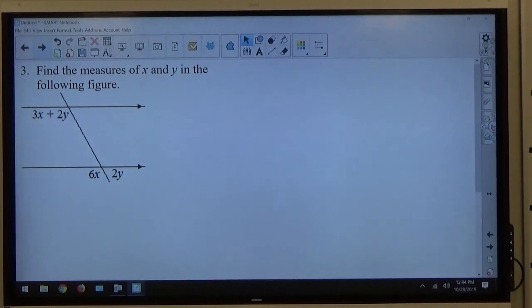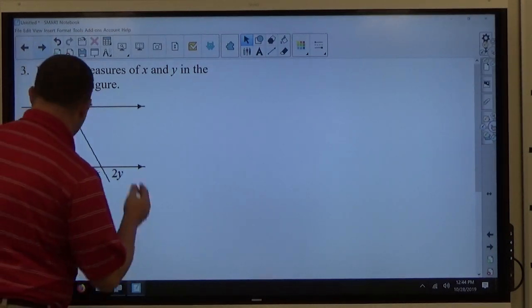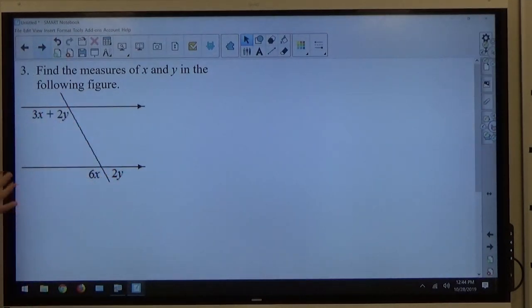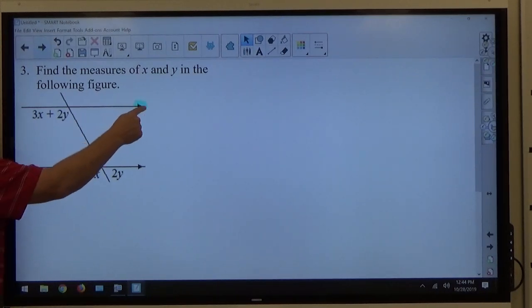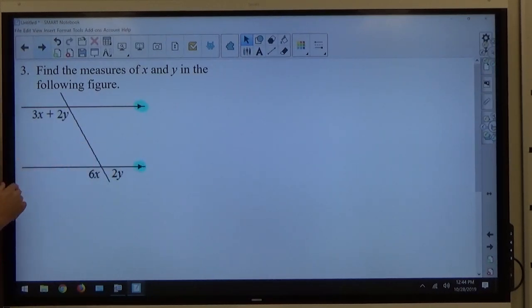Number three, find the measures of x and y in the following figure. Now this has been challenging for several people that have come talk to me about it, so I just want to walk you through it real quick. First thing you want to do is make two good equations based on facts in the problem. So once again, we have parallel lines cut by a transversal. So once again, I have corresponding angles, alternate interior, alternate exterior, that kind of stuff.